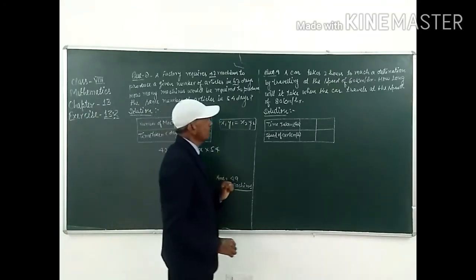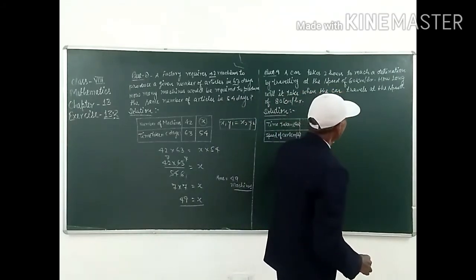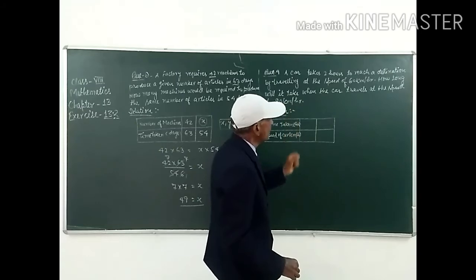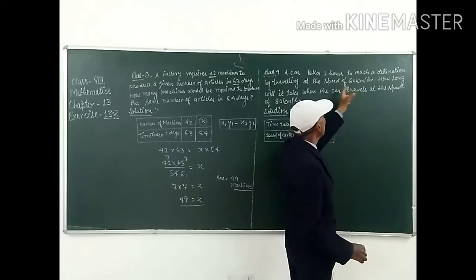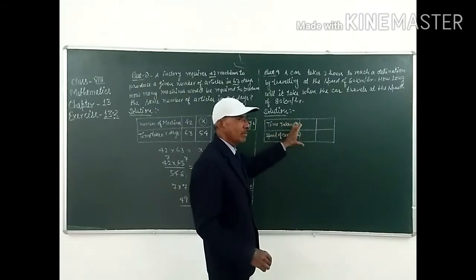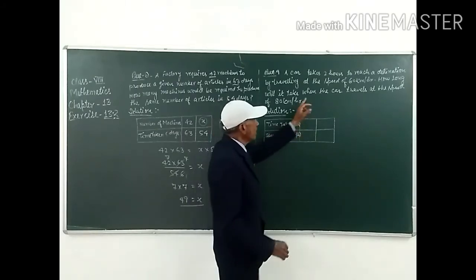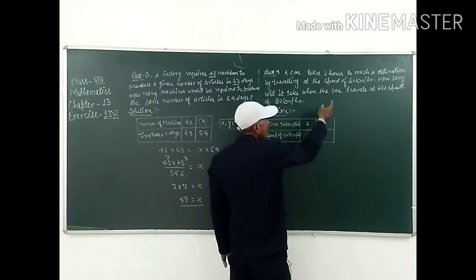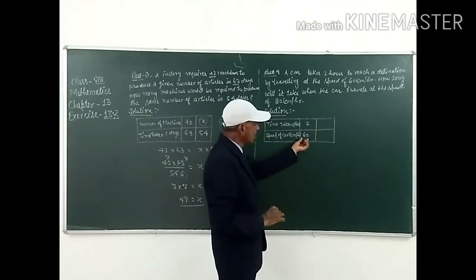Now question number 9, students. In this question a car takes 2 hours to reach a destination by traveling at the speed of 60 km per hour. If the speed is 60 km per hour, then it takes 2 hours. So first of all, students, we have to make a table like this. In this, time taken in hours and speed of car in kilometer per hour. So it takes 2 hours at the speed of 60 km per hour.